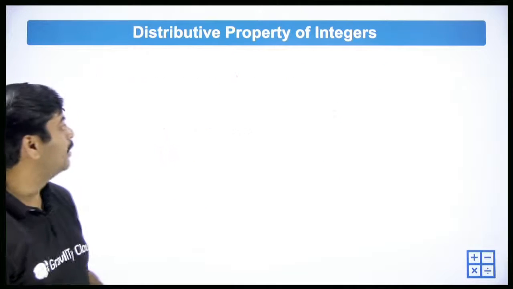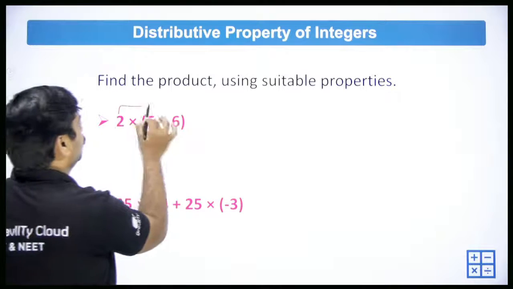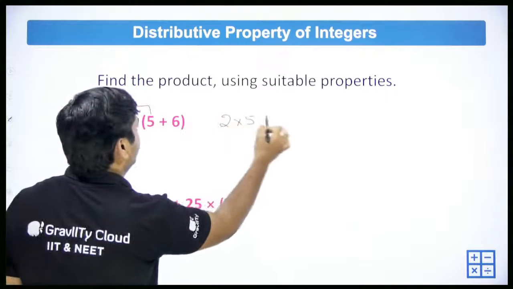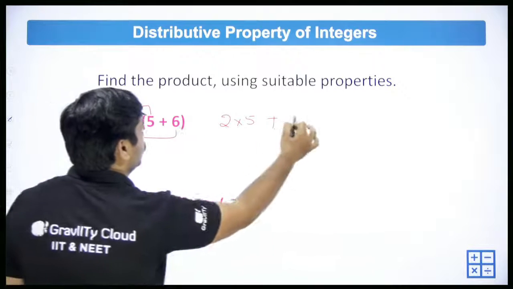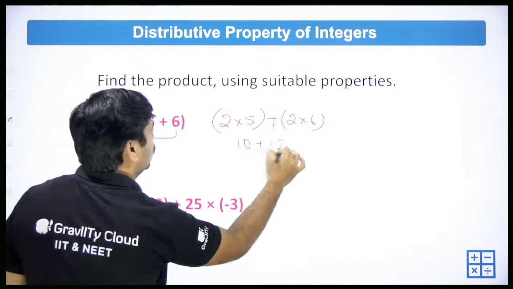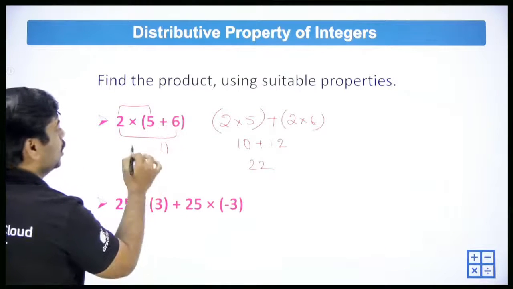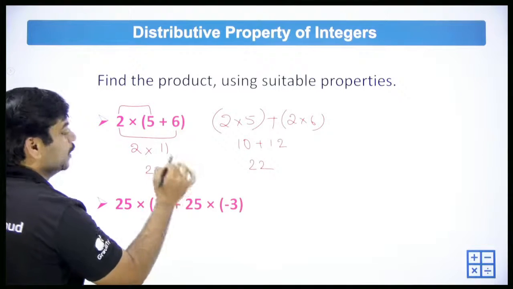Let me take one more example. 2 into 5 plus 6 is equal to 2 into 5 plus 2 into 6. So what is 2 into 5? 2 into 5 is 10 plus 2 into 6 is 12. So that becomes 22. 5 plus 6 is 11. 2 into 11 is also 22, right?